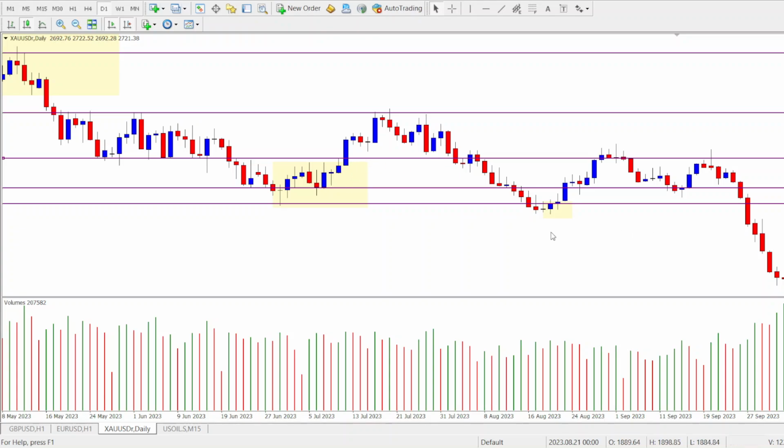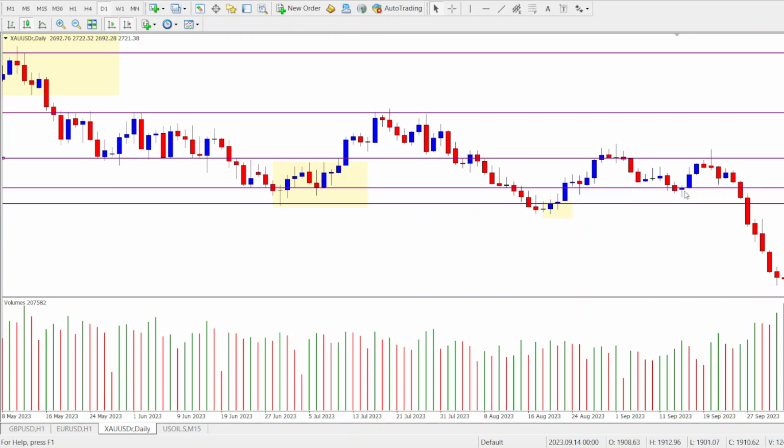Then in terms of risk management, ensure that your risk per trade aligns with your overall trading plan. It's very important that you risk only the amount you can afford to lose. Never risk more than 1 to 3% of your trading capital on a single trade. It is your choice though, the percentage of your capital you want to risk, but it is usually advisable not to risk more than 1 to 3%.